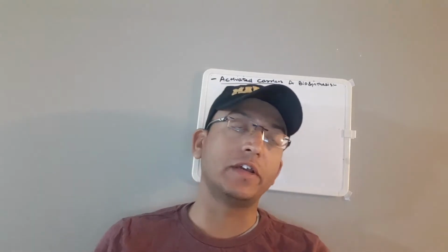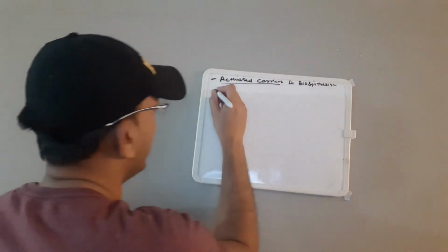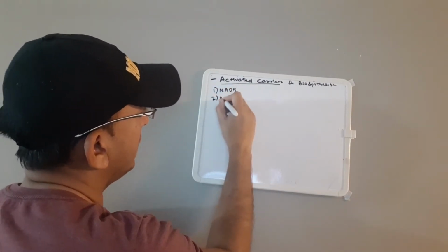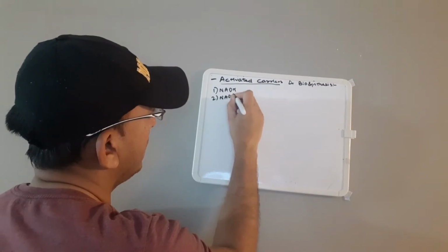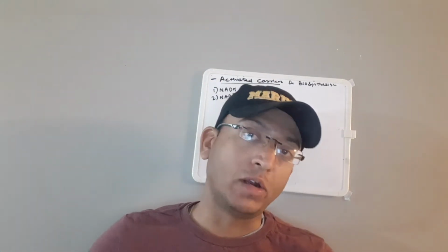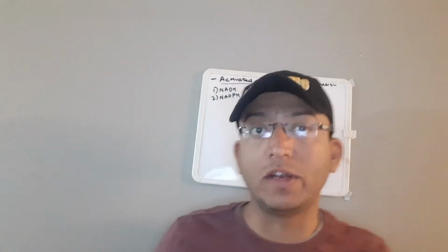We previously studied ATP, and now we'll study NADH and NADPH. Nicotinamide adenine dinucleotide, and nicotinamide adenine dinucleotide phosphate. These are the two other important activated carriers in oxidation-reduction reactions, and they are commonly part of a coupled reaction in the cell.